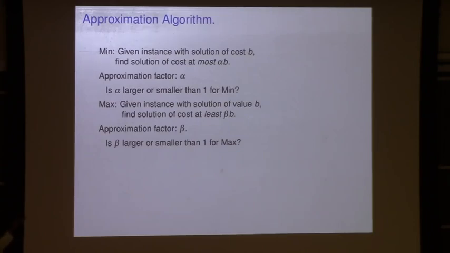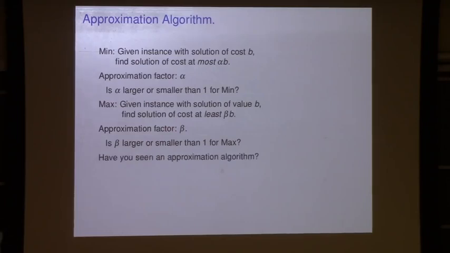Here, is beta larger or smaller than 1 for max? You have an algorithm, you're trying to maximize something, like maximum matching, or maximum 3D matching. Maximum matching we know we can do, right? But maximum 3D matching is NP complete. So what's the best approximation? I have an approximation algorithm that does 10 times the best. Does that make any sense? No. So it has to be less than 1. I get 2/3 of what the best is, which I think is actually the best algorithm for 3D matching.